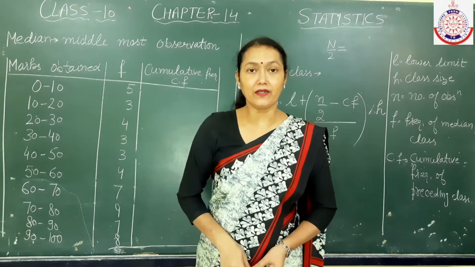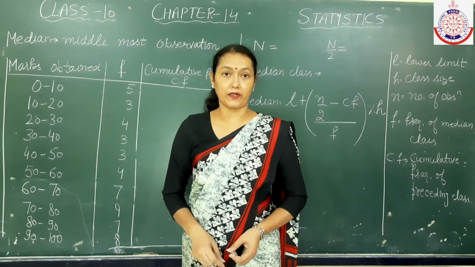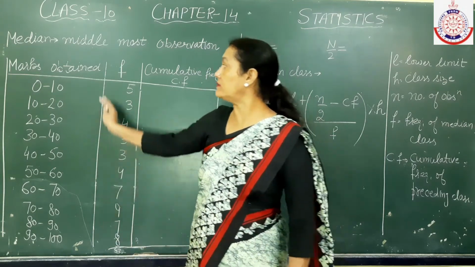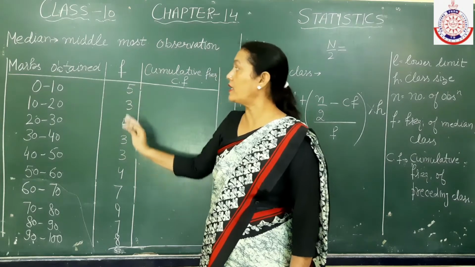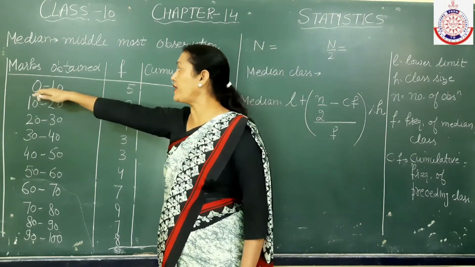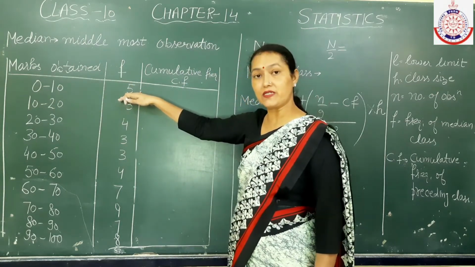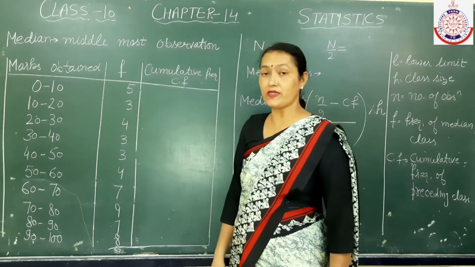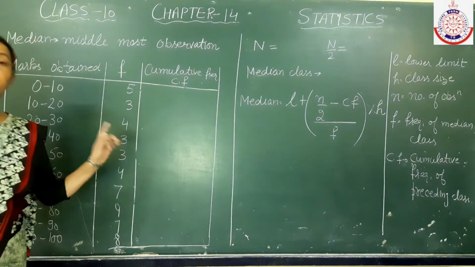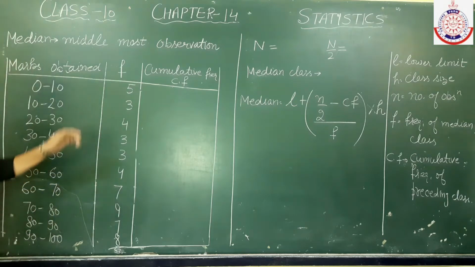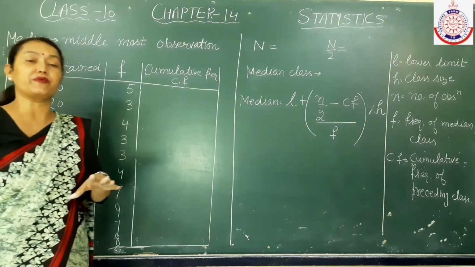Now continuing with that, in class 10th, we learn how to calculate median for grouped data. Here I have taken data where marks obtained by different students are given to us. Marks between 0 to 10 are scored by 5 students, and this type of data is given to us. We have to calculate the median. For calculating median, the first step is to calculate cumulative frequency. Cumulative frequency means combined frequency.